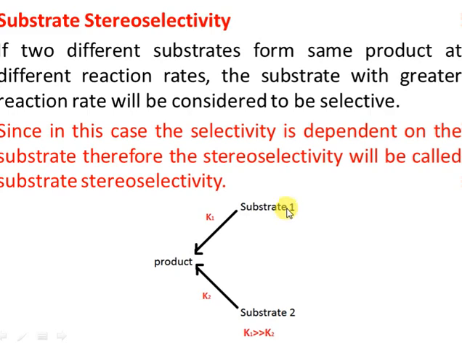So when the selectivity depends on the substrate, such type of stereoselectivity is known as substrate stereoselectivity. In the previous slide we saw product stereoselectivity, because the selectivity was dependent on the product, while substrate stereoselectivity is a selectivity that totally depends on the substrate, because we are getting only one product. However, the substrates are different, so substrates are reacting at different rates. The substrate which is reacting at a faster rate, we say is more preferred than the substrate which is reacting at a slow rate.